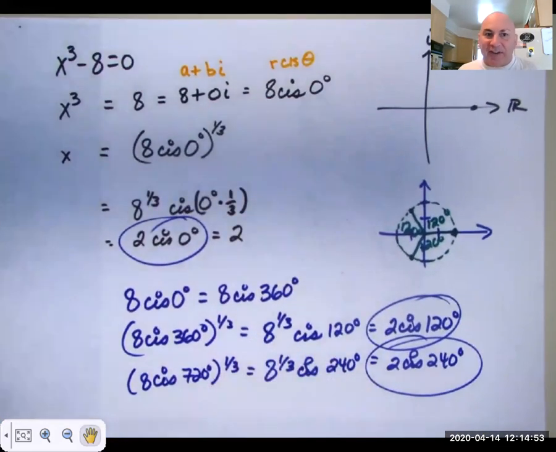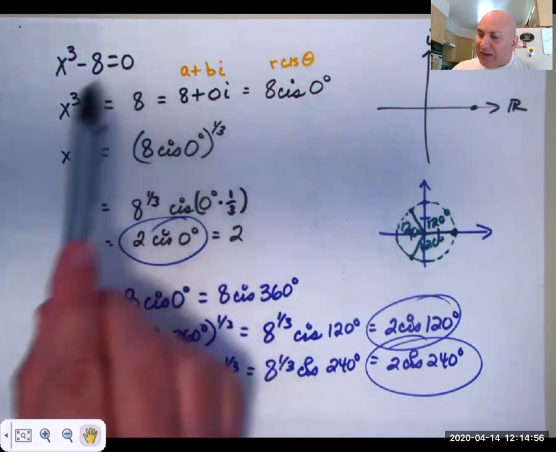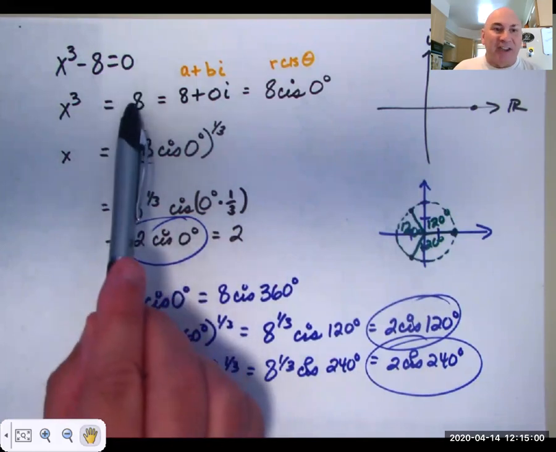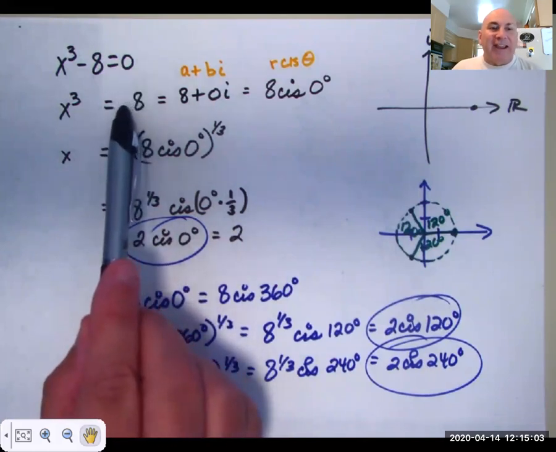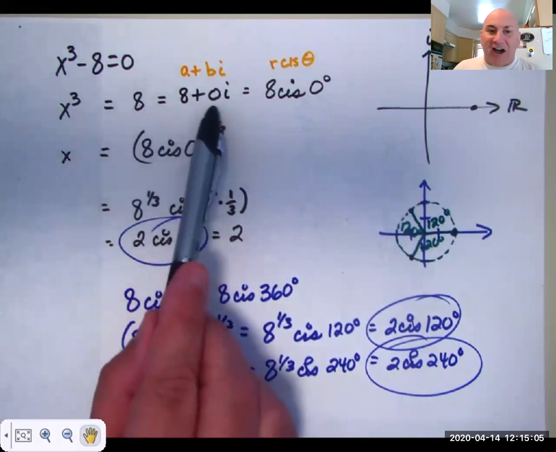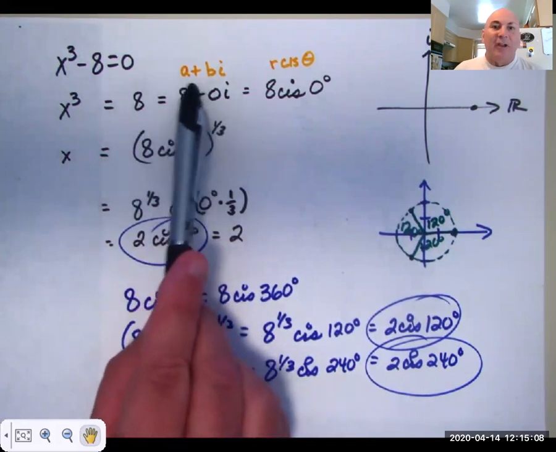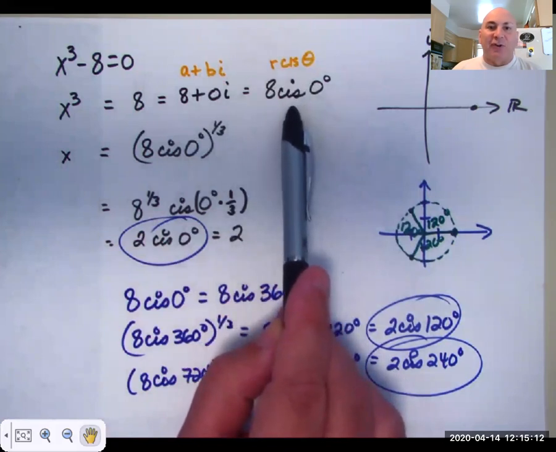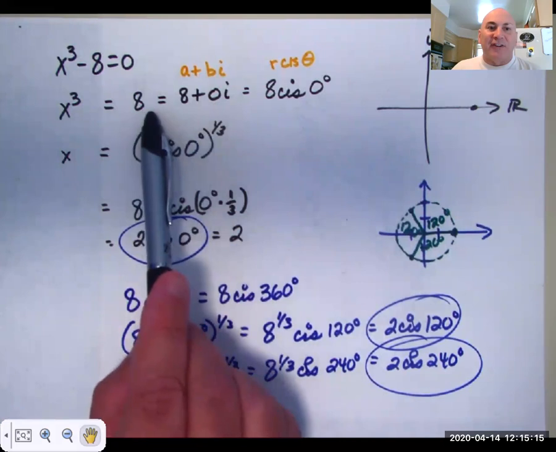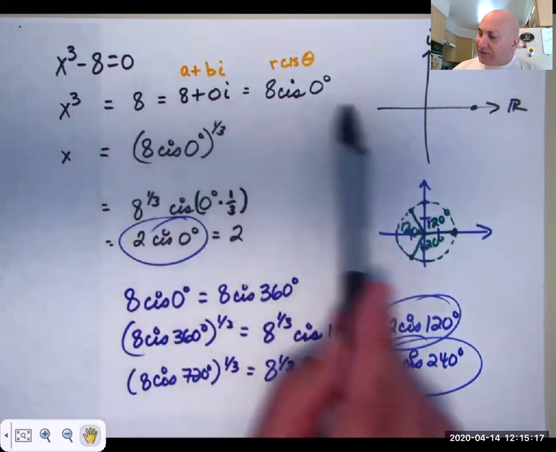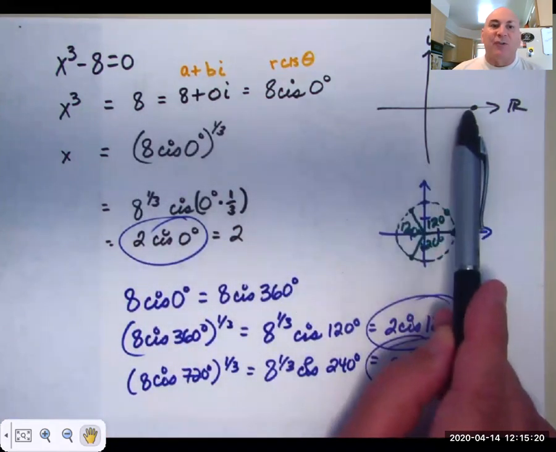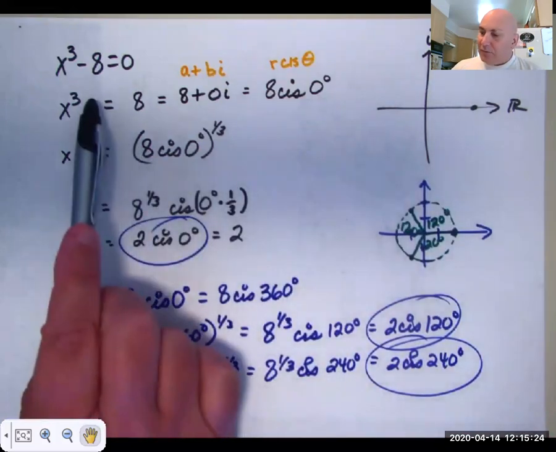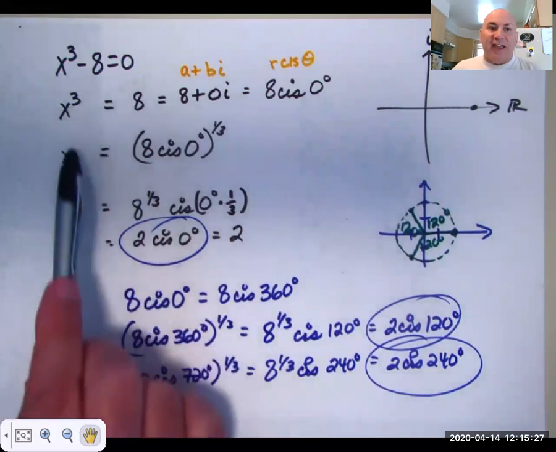x cubed minus 8 equals 0. x cubed equals, I'm sorry, positive 8. Let's rewrite 8 as 8 plus 0i, so that's in rectangular form. And then let's write it in r cis theta form, 8 cis 0 degrees. Remember, 8 is a positive real number. It's going to be on the positive real axis. Of course, it's going to be 0 degrees. Take the cube root of both sides.